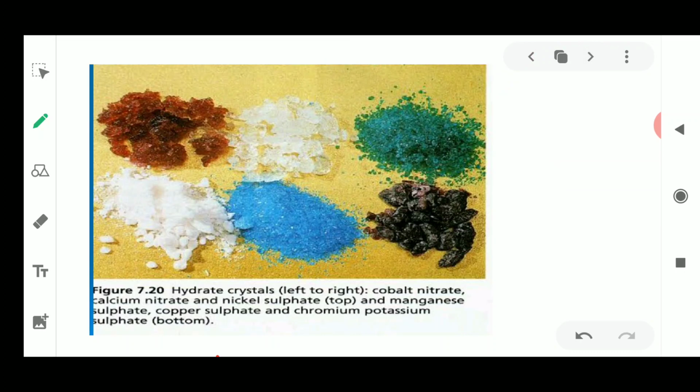Now these are the various hydrated crystals we can see from left to right. That is cobalt nitrate, which contains water of crystallization. And you can see that these are various colored salts. Calcium nitrate is there, nickel sulfate is there. Then next is manganese sulfate, copper sulfate, and chromium potassium sulfate at the bottom. So these are the different shapes and different colors of the salts which you could see here, and these are all hydrated forms of the salt.